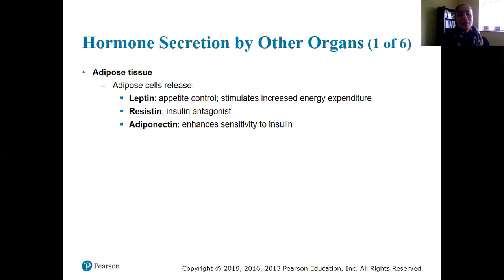Resistin is going to be an insulin antagonist. So resistin is going to cause excessive or more glucose to be in our blood. And adiponectin is going to enhance the sensitivity to insulin. So it's going to allow for our bodies to be more sensitive to insulin when it's released so that we can take up excessive glucose.